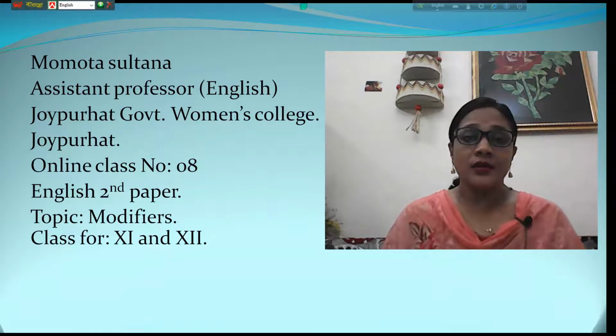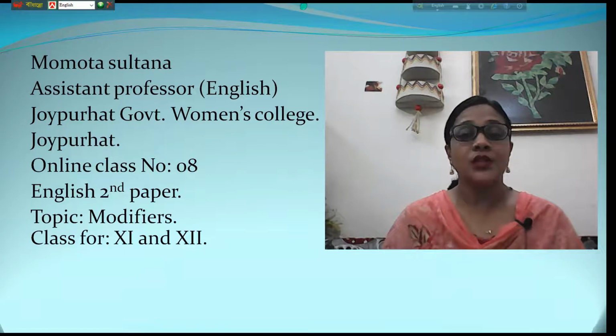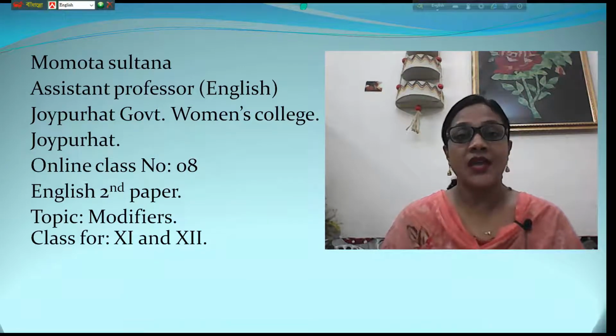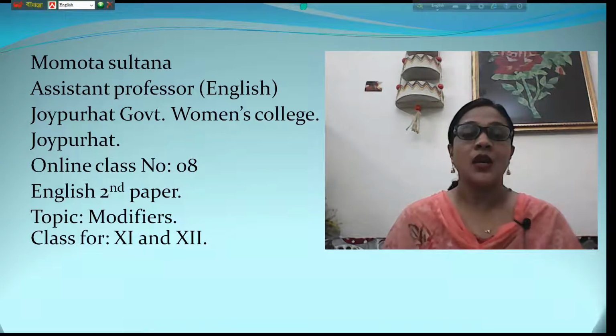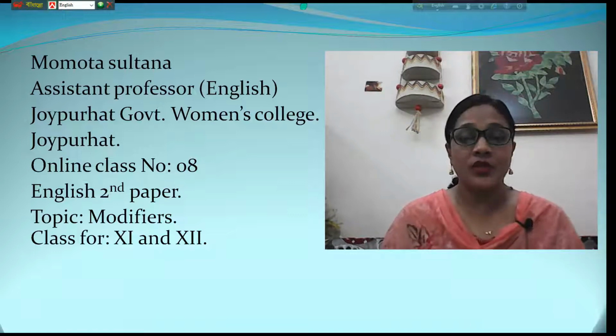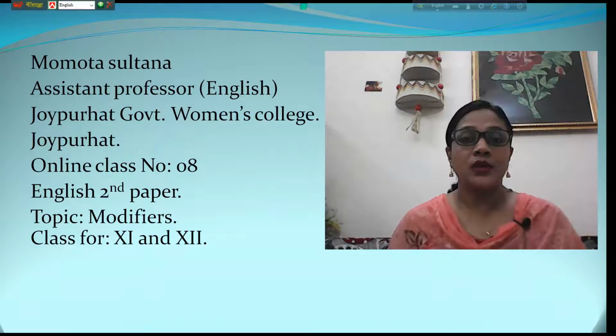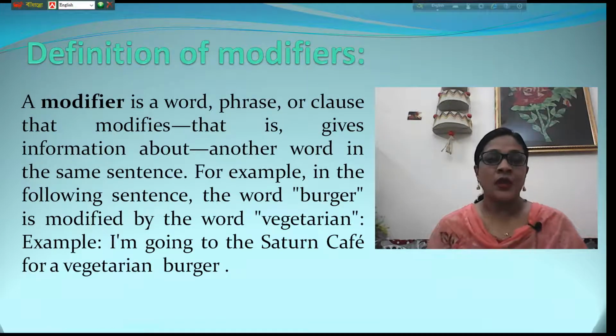But I know that first of all you have to know the definition of a modifier to understand the definition of post-modifiers. For this reason, though in my previous class I discussed the definition of modifiers, I feel the necessity of the definition of modifiers in today's class also. For this reason, I will discuss the definition of modifiers. Let's start. You see here the definition of modifiers.